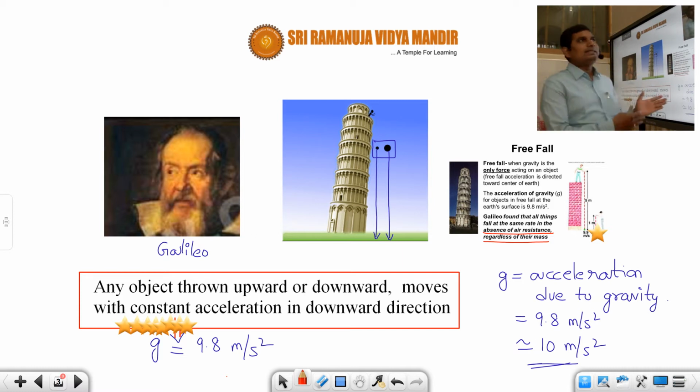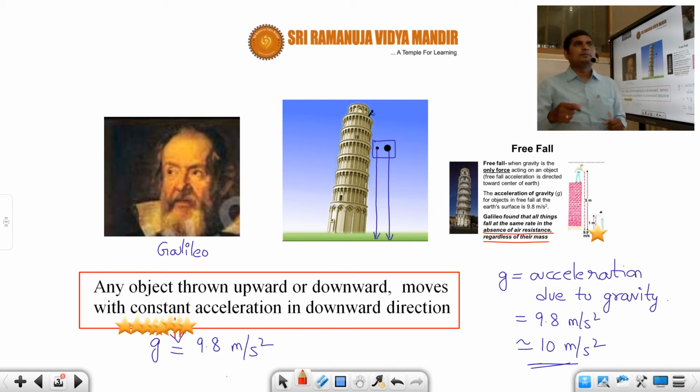So the only difference between the previous lectures and this lecture is that in the previous lectures the motion was horizontal, correct or not, students? A car traveling on the road, a person walking on the road, like that, horizontal motion. Whereas here we are going to see just vertical motion.